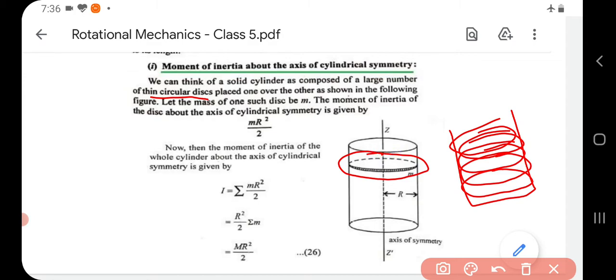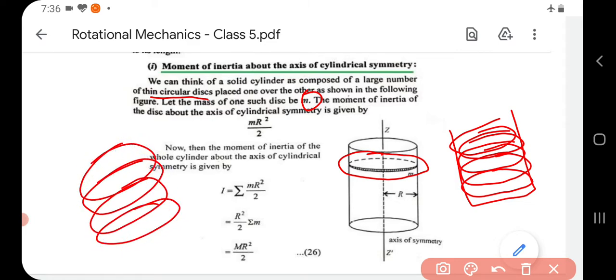Let that circular disc's mass be small m. We are assuming that the solid cylinder is made up of a number of thin circular discs placed one over the other. One such thin circular disc is shown here. Let its mass be small m. Then the moment of inertia of the disc about the axis of the cylinder will be mr square by 2. That is the moment of inertia of one such thin circular disc.